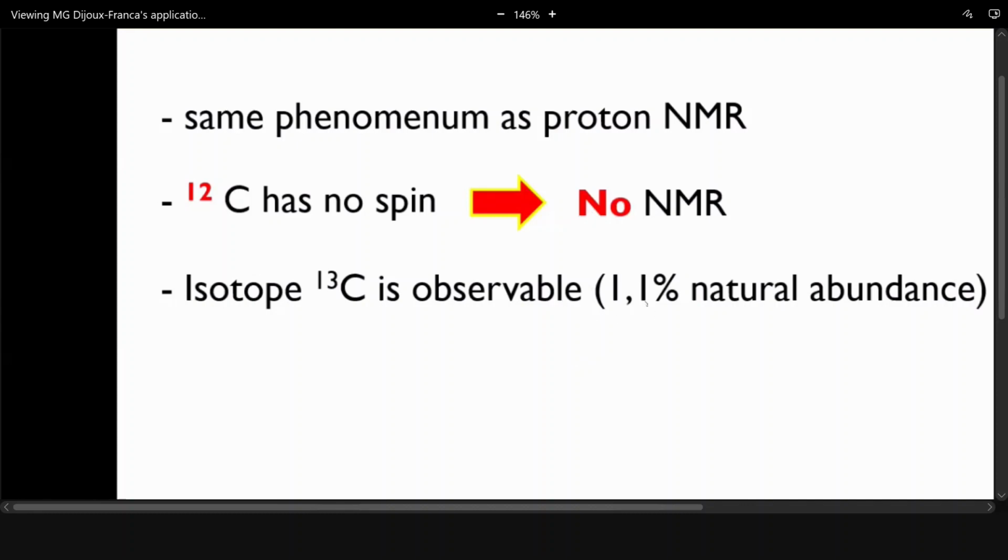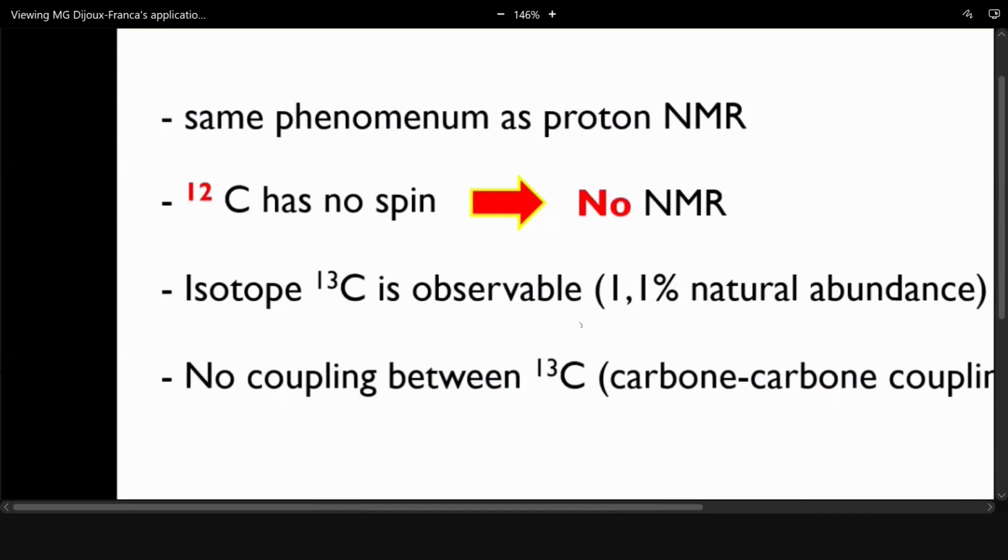So to observe carbon-13, we will need a bigger amount of compound in the NMR tube, or a longer experiment time to have a nice spectrum. As I said, because of this low natural abundance, it's rare to have two carbon-13 side by side in the molecule, so we won't be able to observe the coupling between carbon-13.